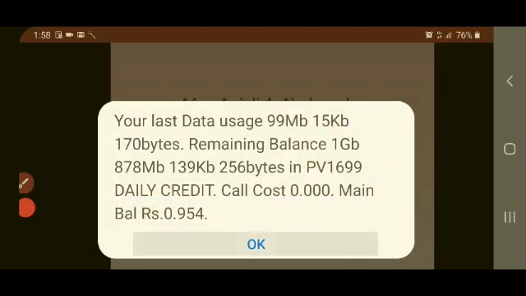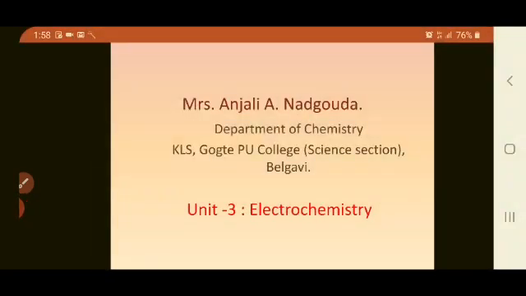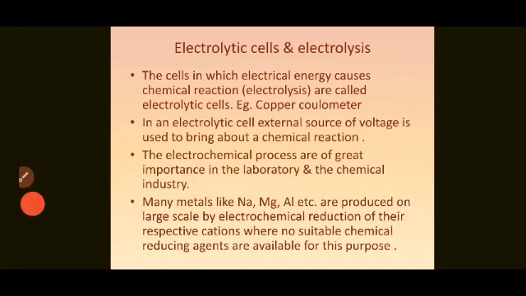We are continuing with the topic electrochemistry. This is video number 5. In my first video of this topic, I told you that there are two types of cells. One is the electrochemical cell and the second one is the electrolytic cell. Up till now, we have studied the electrochemical cell in detail. Today, we will learn electrolytic cells and electrolysis.